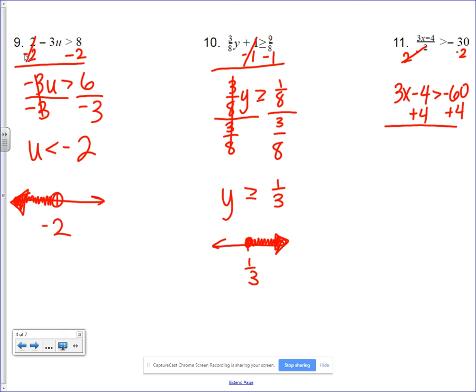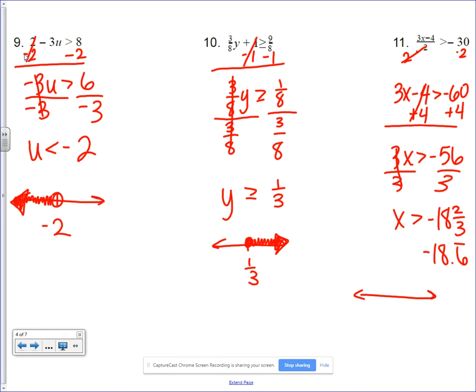Now we'll isolate. Then we'll divide. Again, no flipping required here. I divided by a +3. And your mixed number answer would be that. Your decimal answer would be that. So I'm going to put -18 2/3 on my number line with an open circle. And that says greater than, so I will shade to the right.